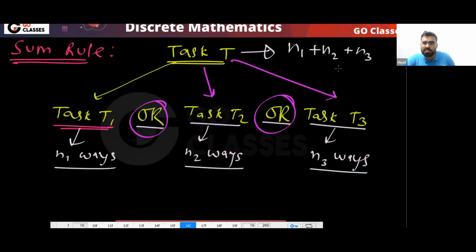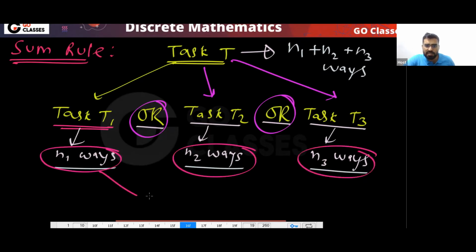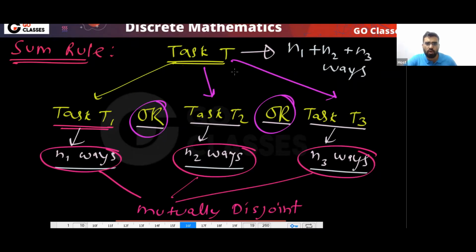But there is one condition you missed. There is an extremely important condition you are missing. The extremely important condition is they must be disjoint. These N1 ways, these N2 ways, these N3 ways, they must be completely disjoint. They must be mutually disjoint. They should not have anything common.